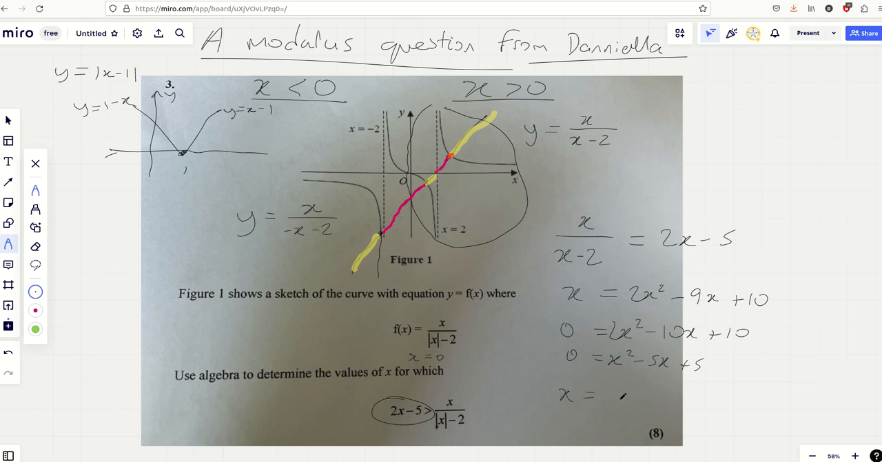x is going to be the same as, if you complete the square, x minus 5 over 2 squared, minus 25 over 4, plus 5, which is the same as 20 over 4.